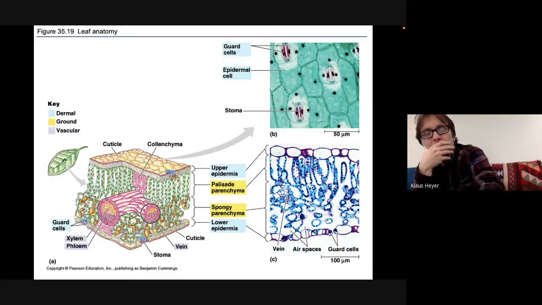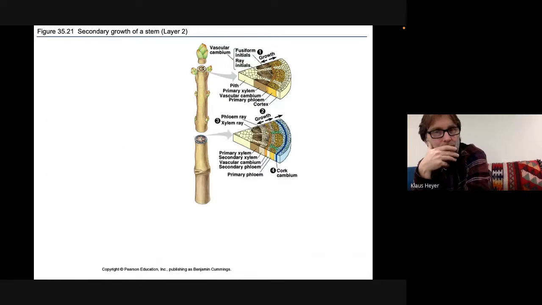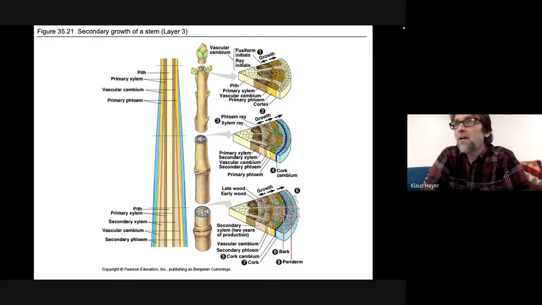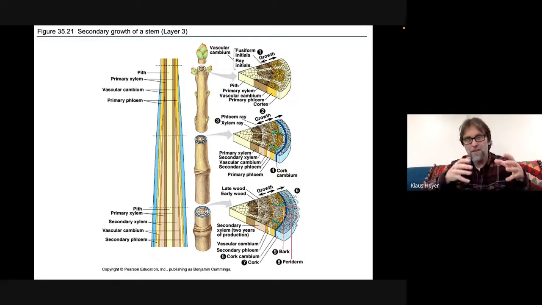Okay. These next slides are talking about lateral growth. Lateral growth, like woody plants, not just trees, but whatever, rose bushes, stuff like that, right? Things that grow in thickness, right? And there's a way that they do it.